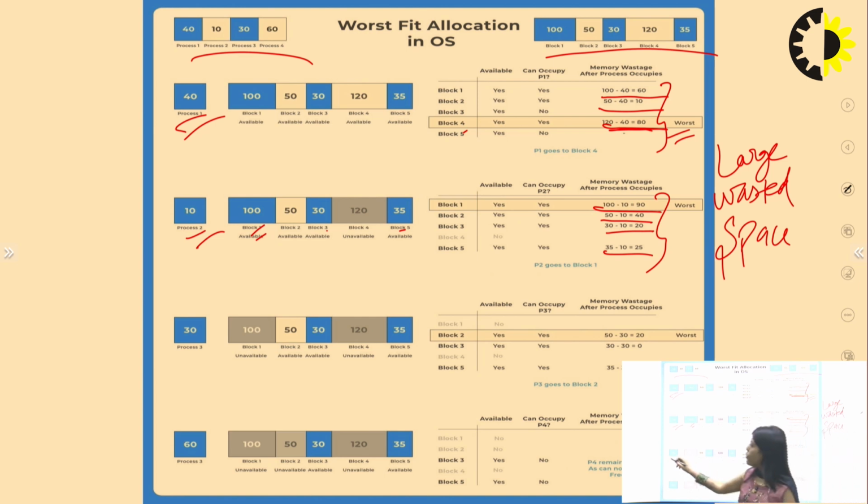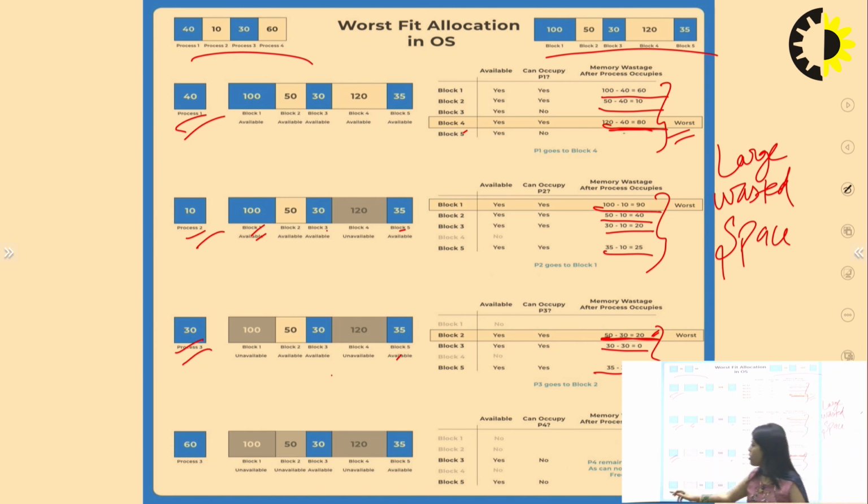After that, we have a process of 30 KB. Block 100 is not available. In 50, we have a wastage of 20 KB. In 30, we have a wastage of 0 KB. 120 is unavailable, and block 5, we have a wastage of 5 KB. So which is the maximum out of these? Block 2, 20. So we go for block 2 because the maximum wastage is here in block 2.